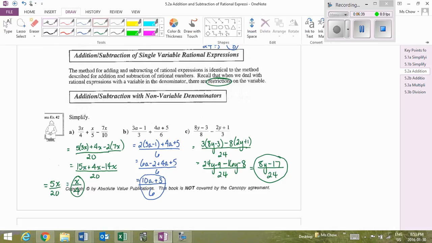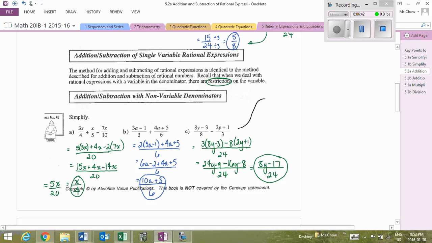Now what I'd like to just point out is if I had done this with keeping those expressions separated, you'll see how complicated this can get. So top and bottom we're going to multiply by 3, so we'll have 3 times 8y minus 3 over 3 times 8, minus, and top and bottom by 8, so 8 times 2y plus 1 over 8 times 3. So then we're dealing with 24y minus 9 over 24 minus 16y plus 8 over 24.